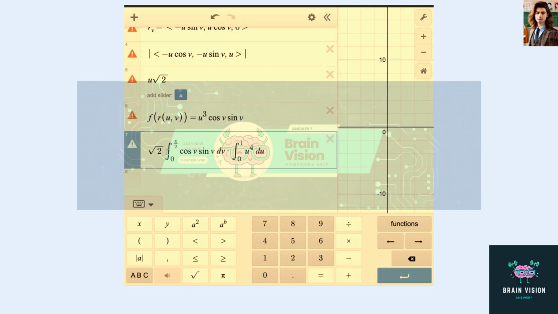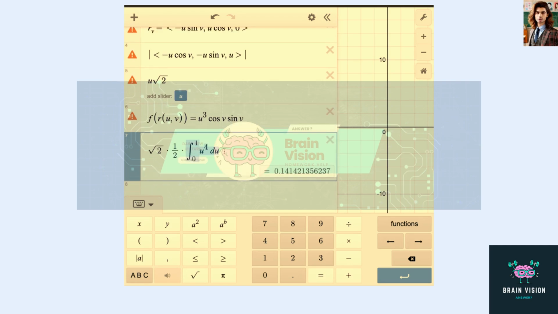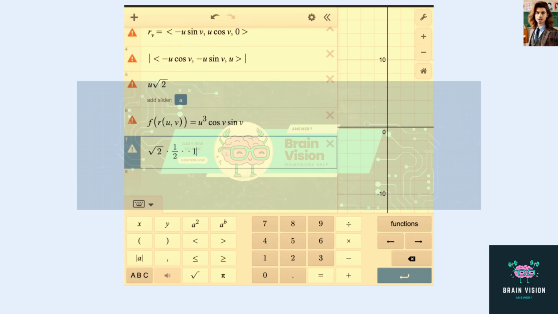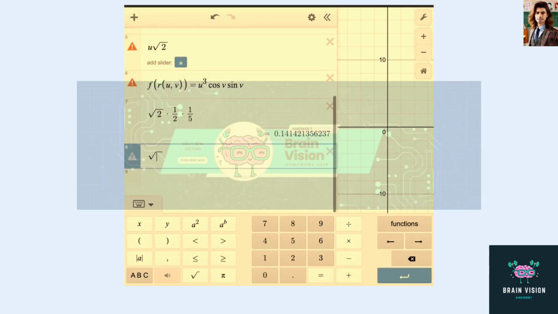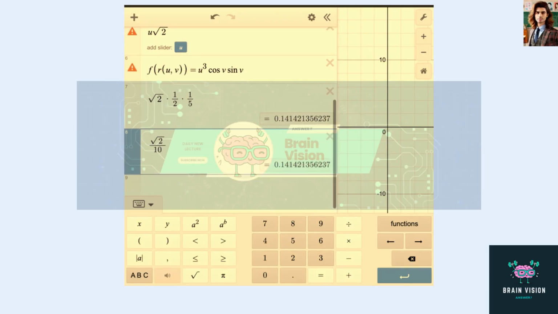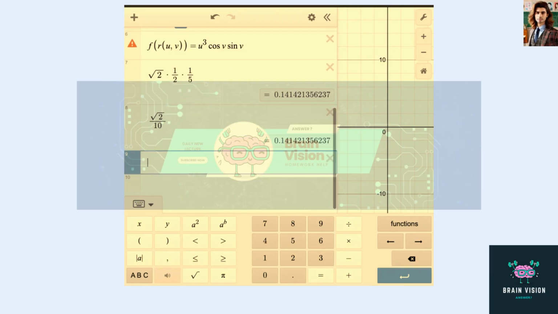Then we know that when we evaluate this right here, this will become 1/2. So multiply this by 1/2. And then this right here will become 1/5. Multiply 1/5 here. And we end up getting this right here, 0.1414. So that is the same thing as the square root of 2 over 10. And that would be our final answer for this surface integral.